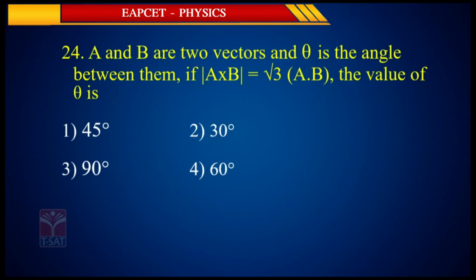And here, children, A and B are two vectors and theta is the angle between them. Here, if A bar cross B bar is equal to root 3 A into B. Okay, here A cross B, you know that, children. What is the A cross B? AB sin theta. In the question it is given as root 3 into AB cos theta.